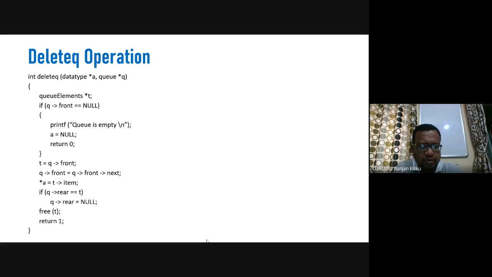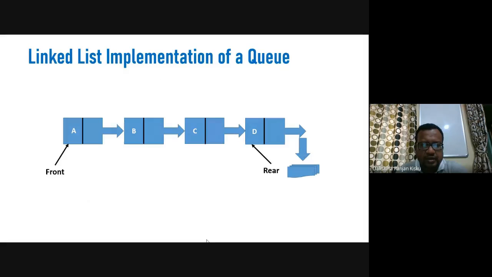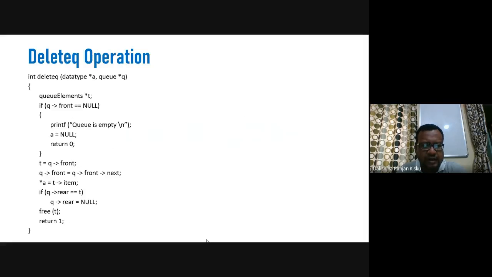Now we are writing Q front equals to Q front next. First we save the front pointer to another pointer variable T. Then we advance the front pointer, or we set the front pointer so that it will point to the second node, that means the node B. That is why we are writing Q front equals to Q front next.